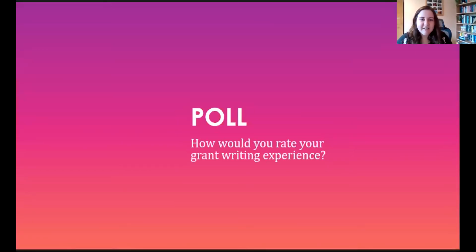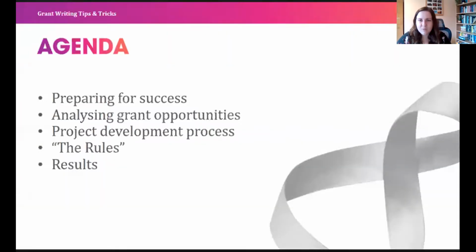So just looking then at what we are going to cover today. There are generally 5 points that we will cover. The first one is preparing for success. So these are different things that you can do right now to help set up your organization for success in grants. It's often called grant readiness. So we'll have a look at those. Then we're going to look at analyzing grant opportunities. And there's a simple tool that I've developed that will hopefully help with that. And I'm just going to share it with you.